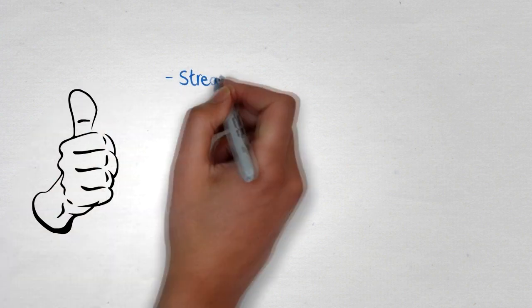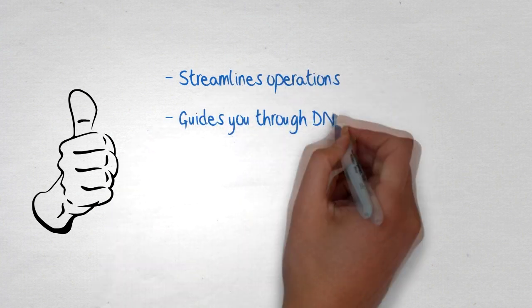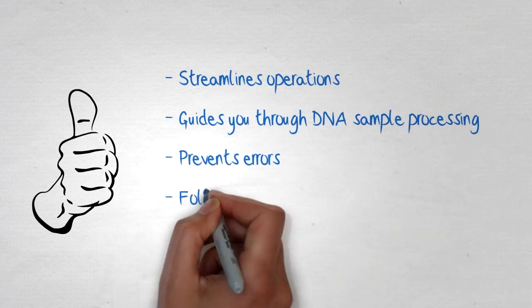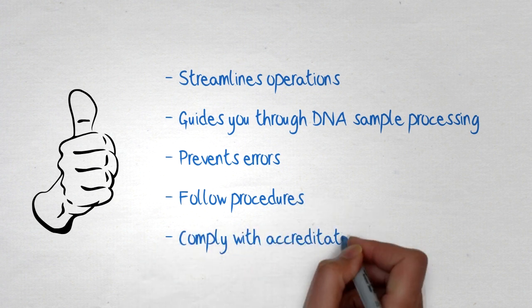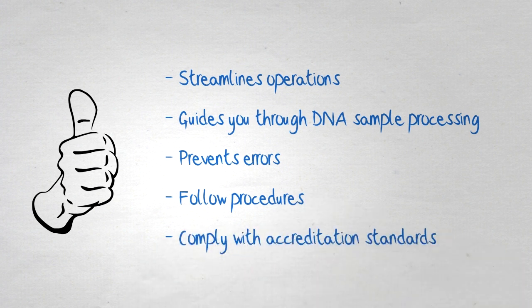So how does STaCS help you process samples? It streamlines your bench-side operations. It expertly guides you through every step of DNA sample processing. STaCS preventative process controls help you reduce errors, and it ensures you follow procedures to comply with accreditation standards.